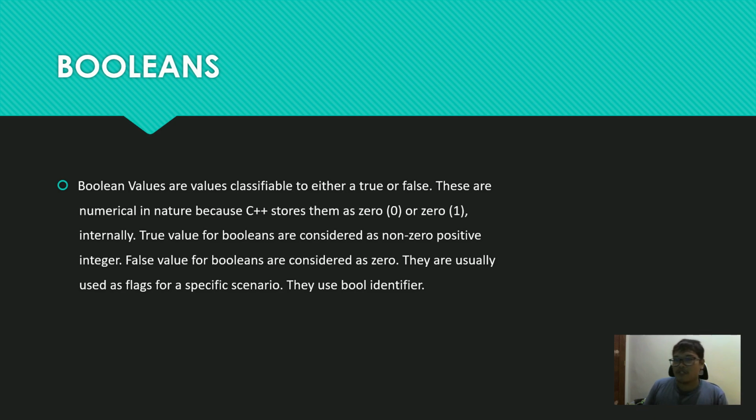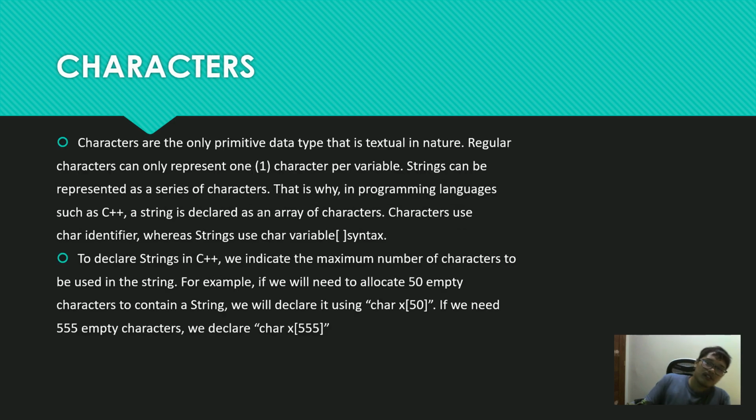Booleans. Boolean values are values classifiable as either true or false. They are numerical in nature because C++ stores them as 1 or 0 internally. True values for booleans are considered as a non-zero positive integer, while false values for booleans are considered as 0. They are usually used as flags for specific scenarios. They use the bool identifier.